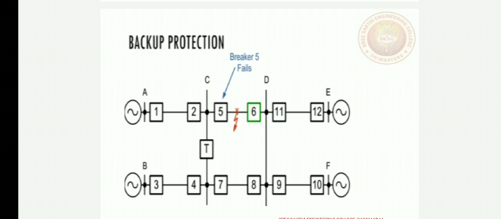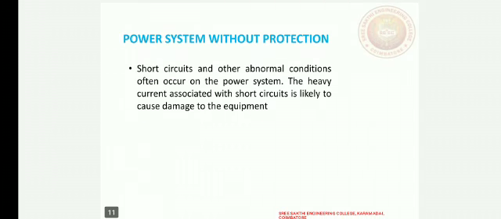In this diagram, relays 2, 4, 11, 9 are primary relays, and 1, 3, 12, 10 are backup relays. The bus bars are C and D. If a fault occurs and circuit breaker 5 fails, then circuit breaker 6 acts as protection, and the 6th circuit breaker is known as backup protection. A power system without protection creates damage to the equipment.